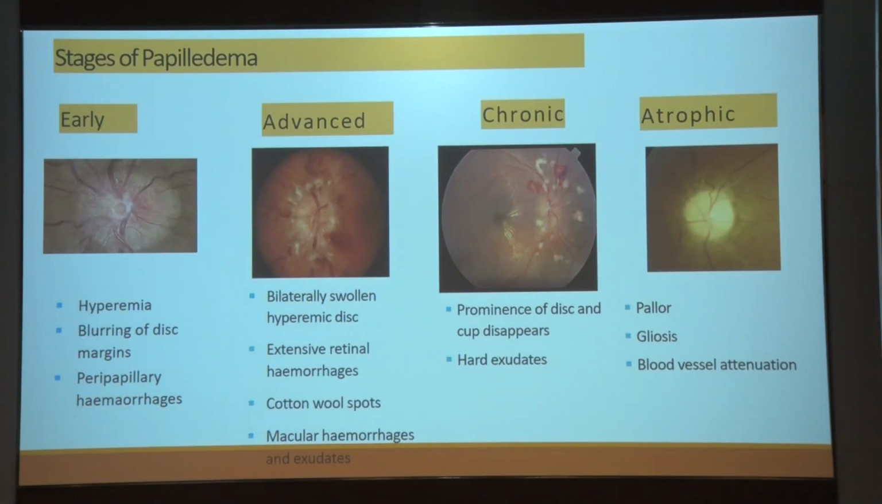So there are the clinical stages of papilledema. It could be early, advanced, chronic, atrophic. Early, as the name suggests, is mild blurring, which is often confused with pseudopapilledema. In advanced stages, you have established swelling, discrete hyperemia, extensive retinal hemorrhages, exudates. In chronic cases, the exudates tend to increase, and the disc starts getting a little pale. And finally is the atrophic stage, where the atrophy sets in. You will see extensive gliotic changes, and it's a secondary optic atrophy.